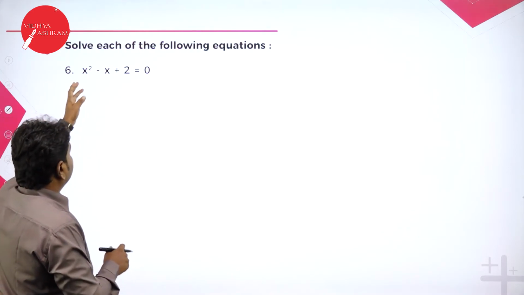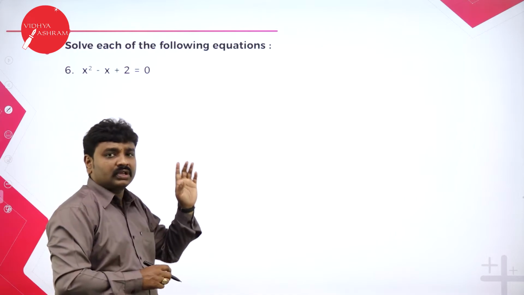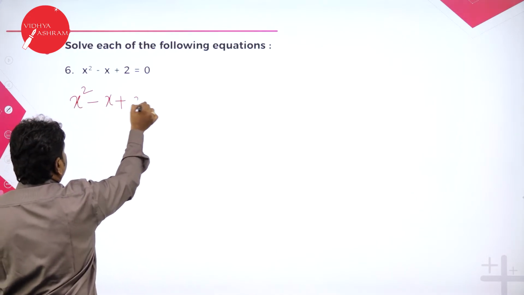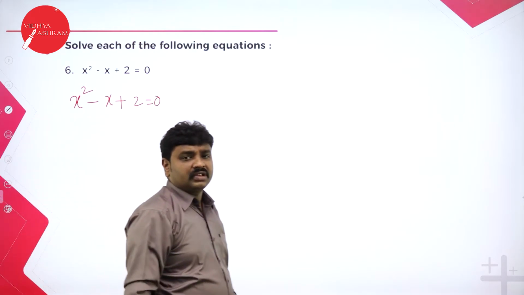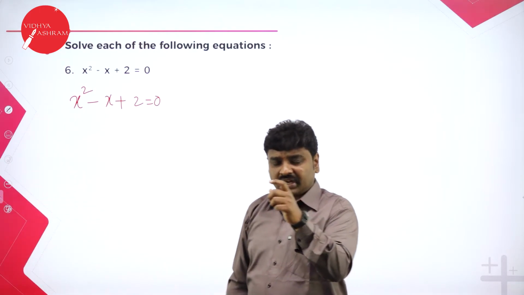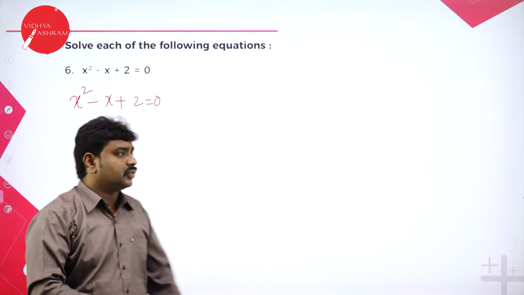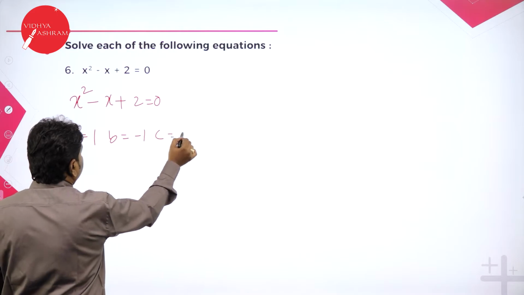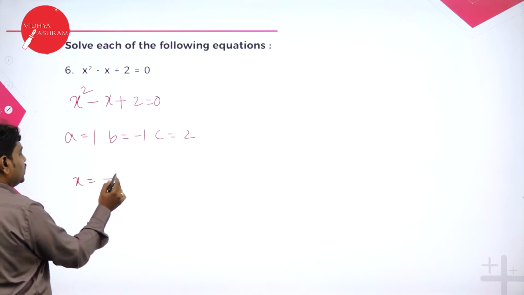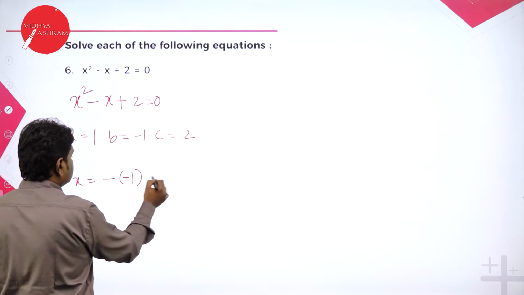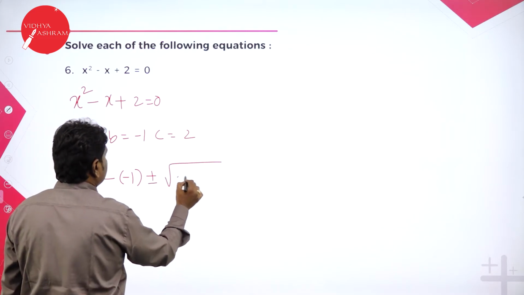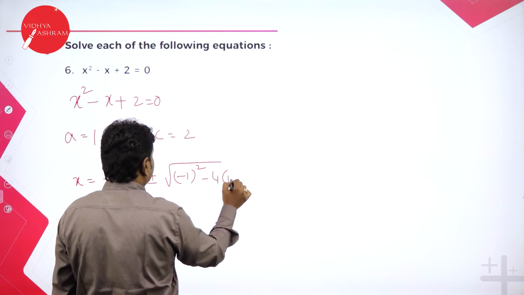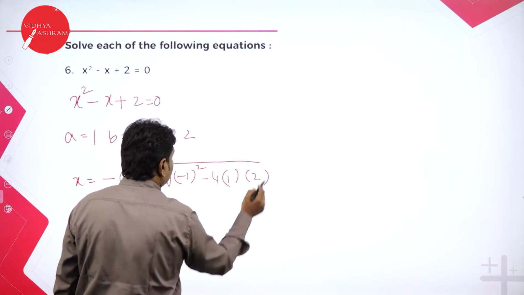Then sixth, directly x square minus x plus 2. They give x square minus x plus 2 equal to 0. Find a, b, c. Substitute in the formula. Rearrange. Get the answer. So directly a is 1, b is minus 1, c is 2. And x is what? Minus b means minus of minus 1 plus or minus root of b square. What is b square? Minus 1 the whole square. Minus 4ac. What is a? 1. What is c? 2 divided by what? 2a.